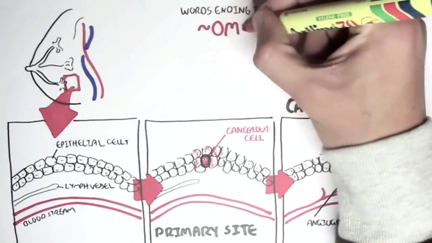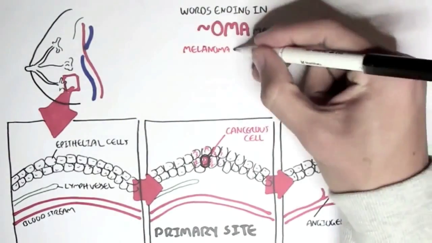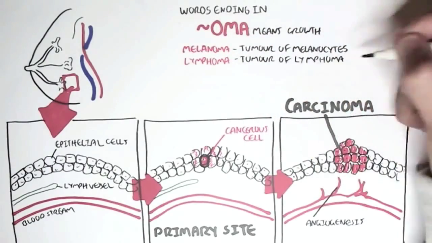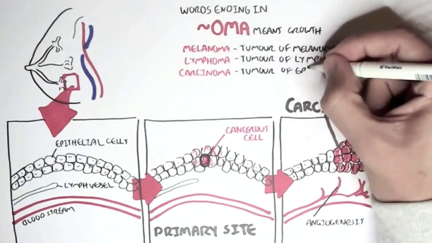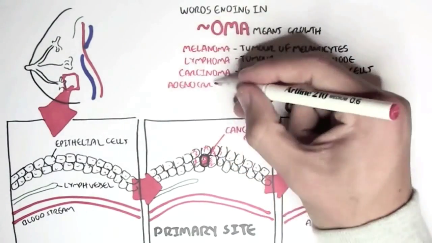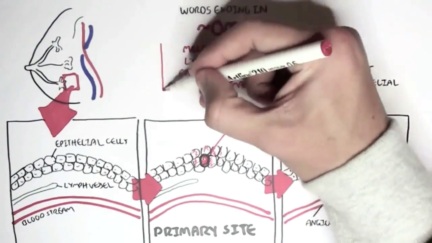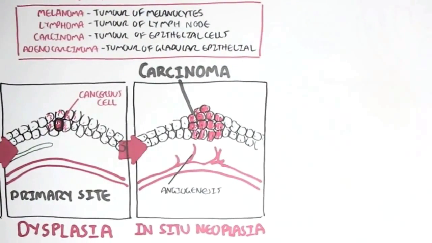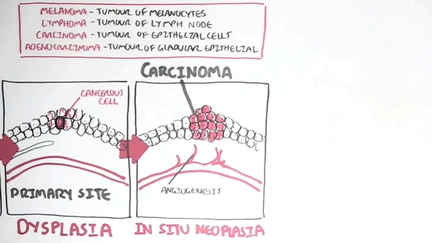Words ending in -oma mean growth. So, for example, melanoma means growth or tumor of melanocytes. Lymphoma means tumor of the lymph node. Carcinoma means tumor of epithelial cells. And adenocarcinoma, for example, is a tumor of glandular epithelium. And so, seeing that the cells we just looked at are epithelial cells, we can refer to it as carcinoma, so breast carcinoma.